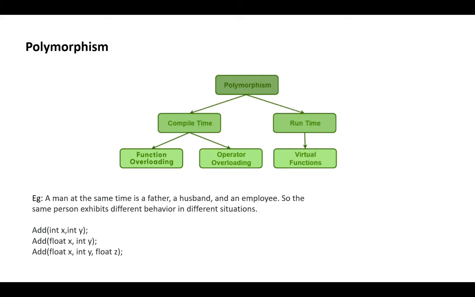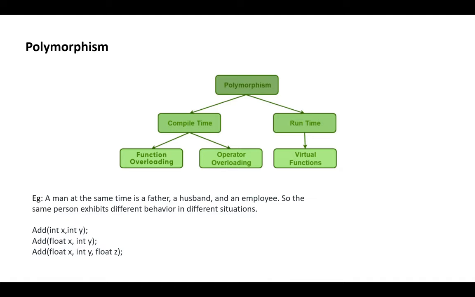Then going ahead with polymorphism. So as the name itself indicates, many forms. A single entity can have many forms. Say for example, a man at the same time is a father, a husband, an employee. In each role he behaves differently. So the same person exhibits different behavior in different situations.